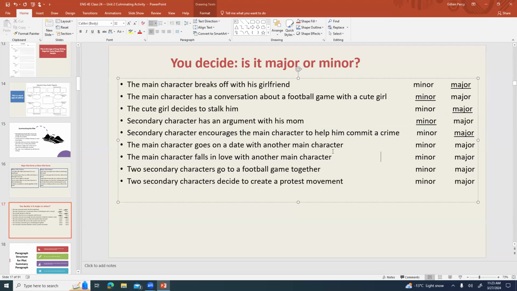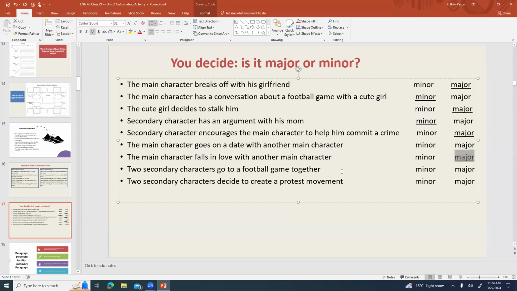The main character goes on a date with another main character. Now, this is one where it would really depend. Do they go on to have a really big relationship and it's a major part of the novel, or is it a minor little point and then it goes back to the main ideas? So it could be either one, so I'm not going to choose. It would depend on the novel there. The main character falls in love with another main character. That is almost certainly going to be major no matter what.